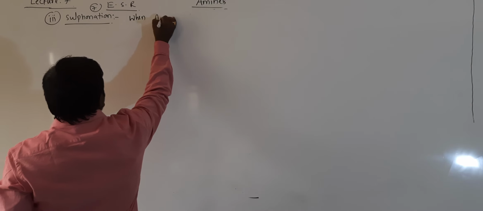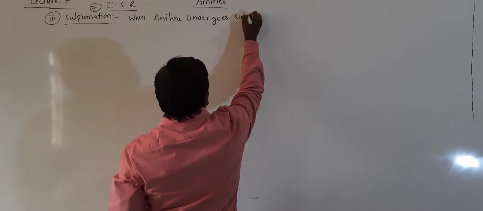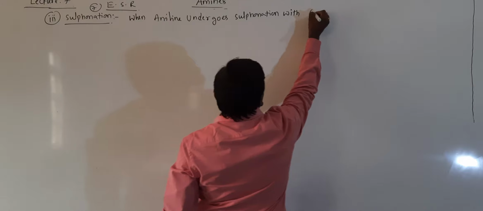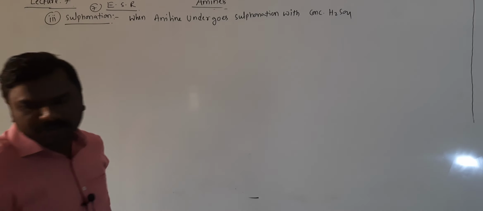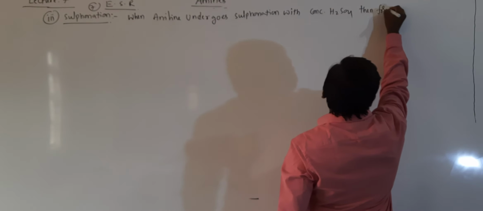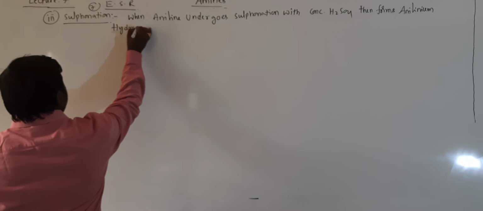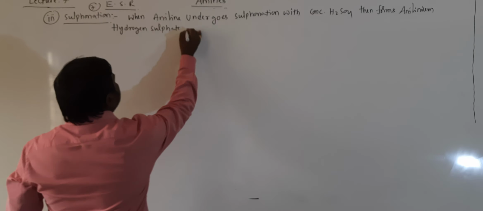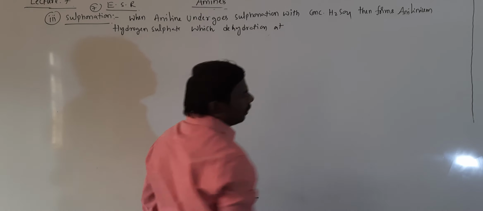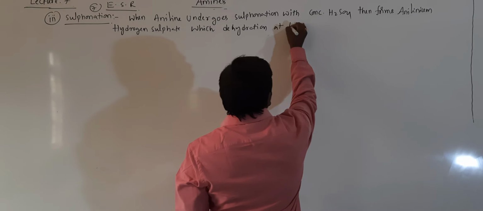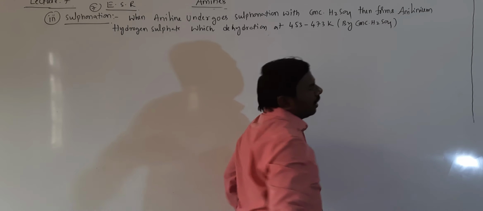When aniline undergoes sulfonation with concentrated sulfuric acid, then forms anilinium hydrogen sulfate, which on dehydration at temperature 453 to 473 Kelvin by concentrated H2SO4. Concentrated H2SO4 is a dehydrating agent.